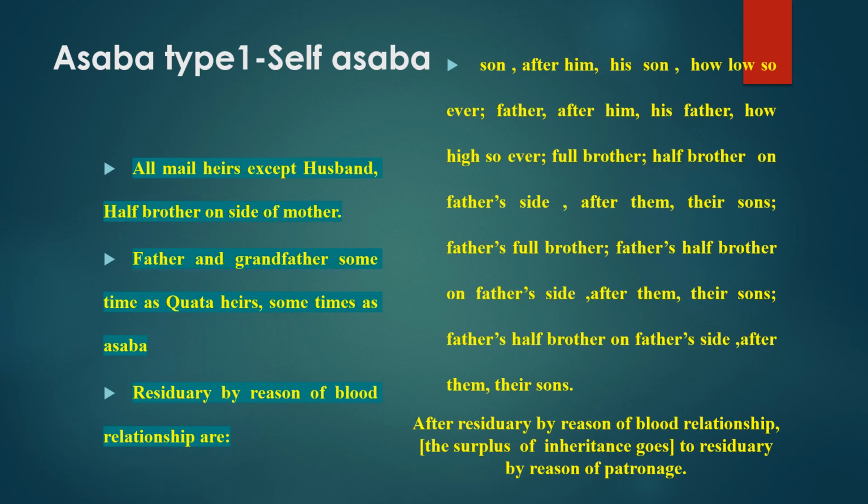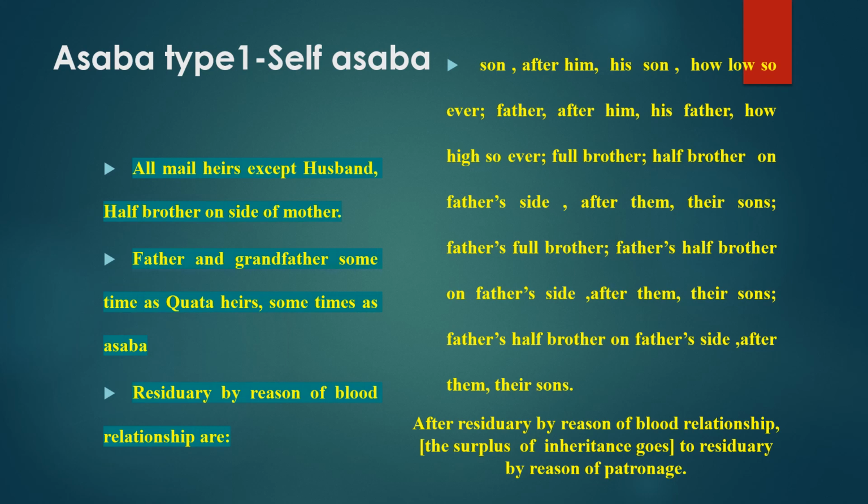So dear brothers and sisters, there are 3 types of asaba, residuary heir. Please be very clear that the first type is asabatum bin nafs, self asaba. Nobody makes them asaba, they are already asaba. By birth they are asaba. Who are they? All male heirs except husband and half brother on the side of mother. Subhanallah. This is a very good summary of this type.